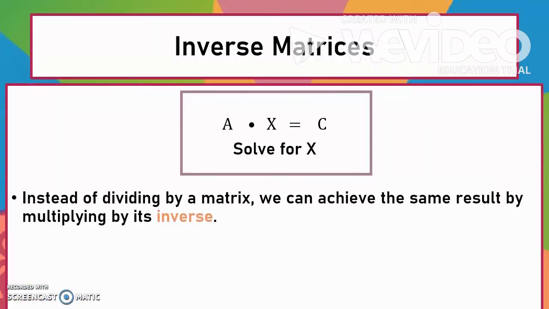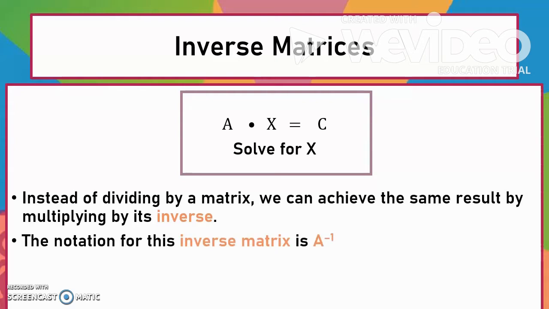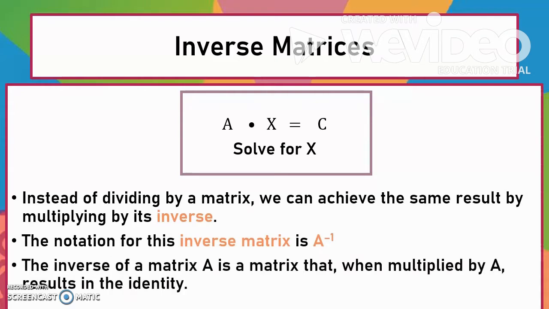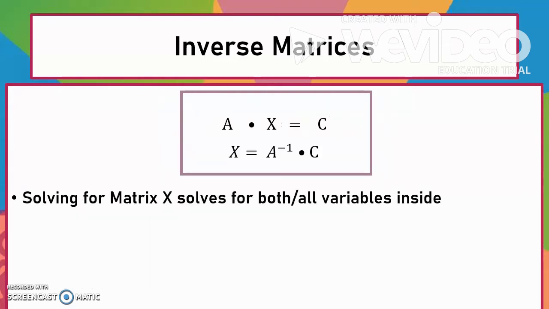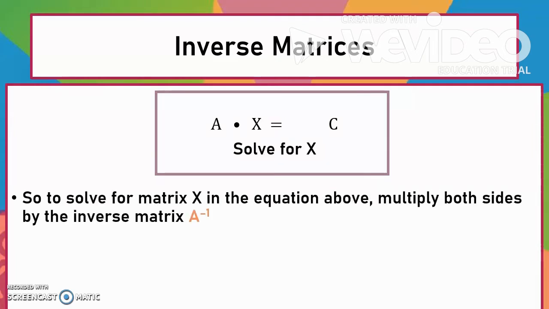Thinking about communication, mathematical notation. The notation for inverse is a superscript of -1. With that equation up there, a is your coefficient matrix, x is the variable matrix, and c is the constant matrix. So when you solve for matrix x, you've solved for all the variables.